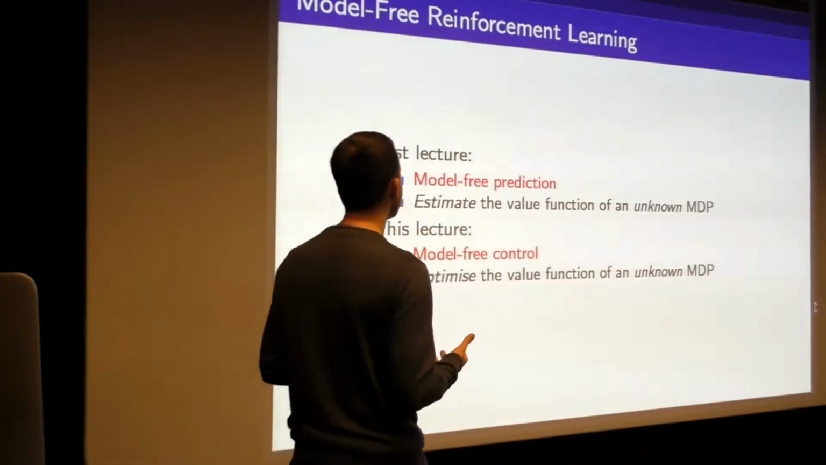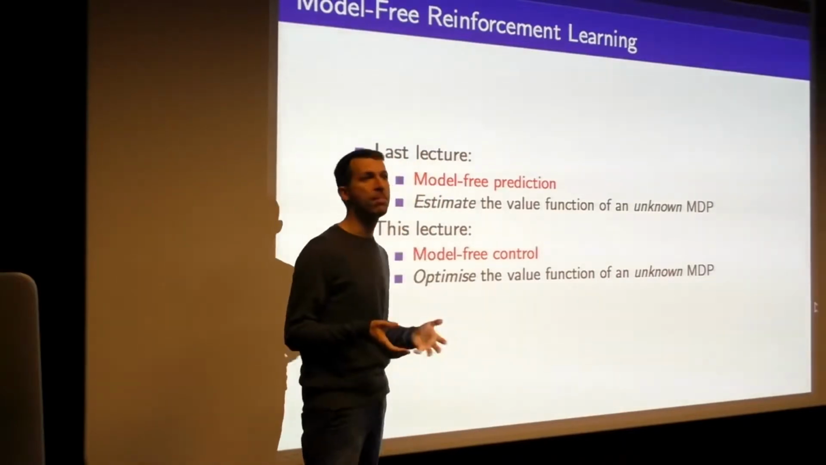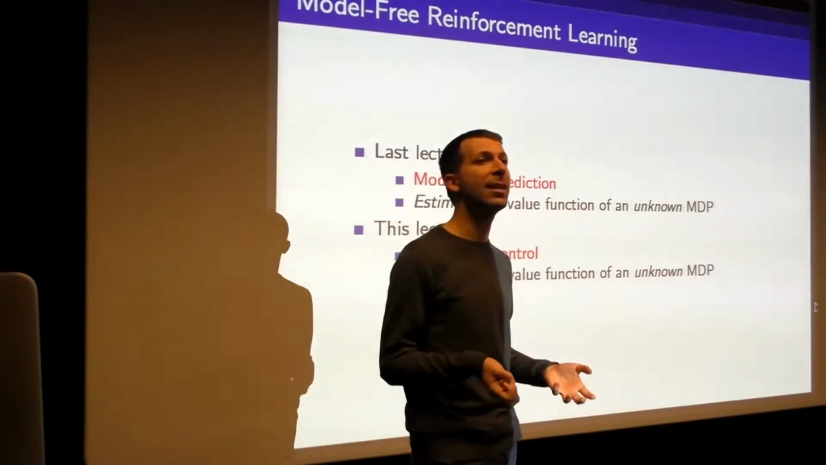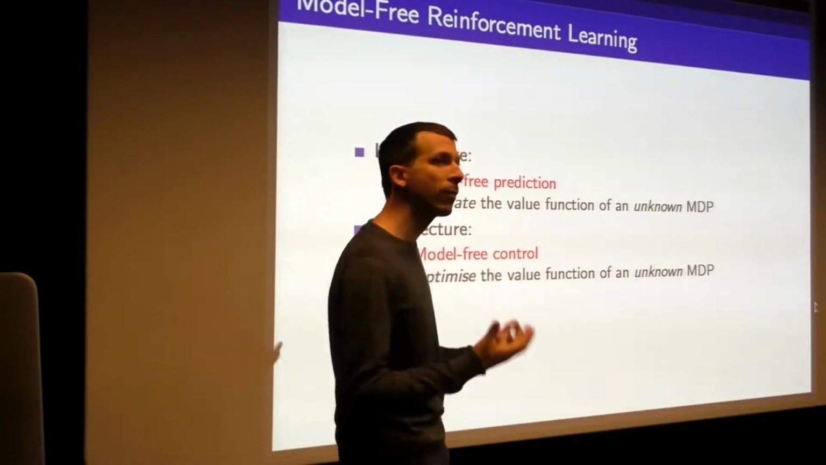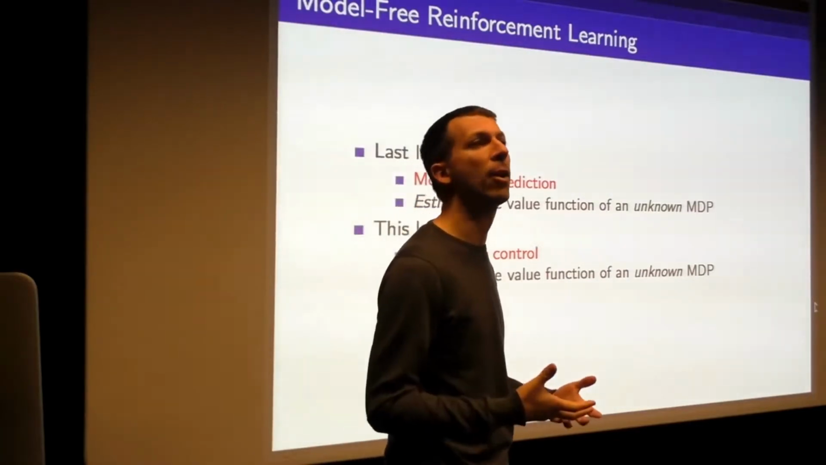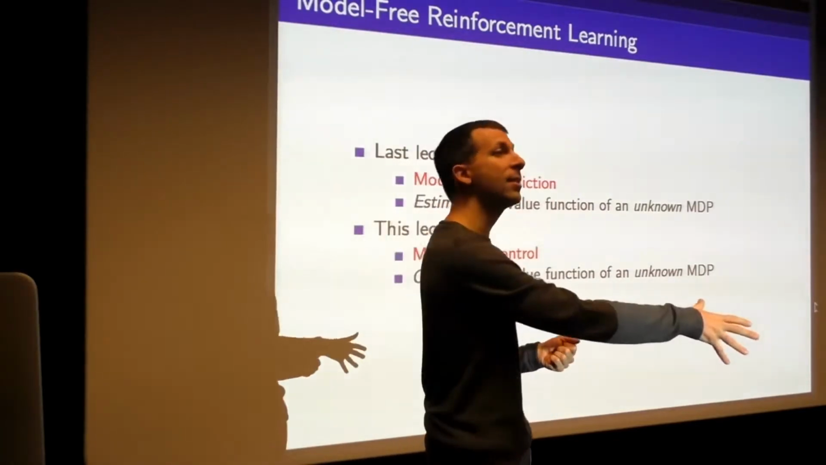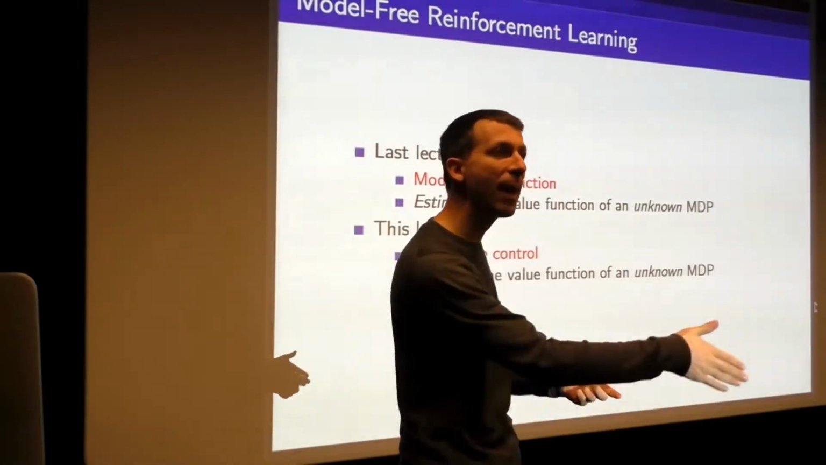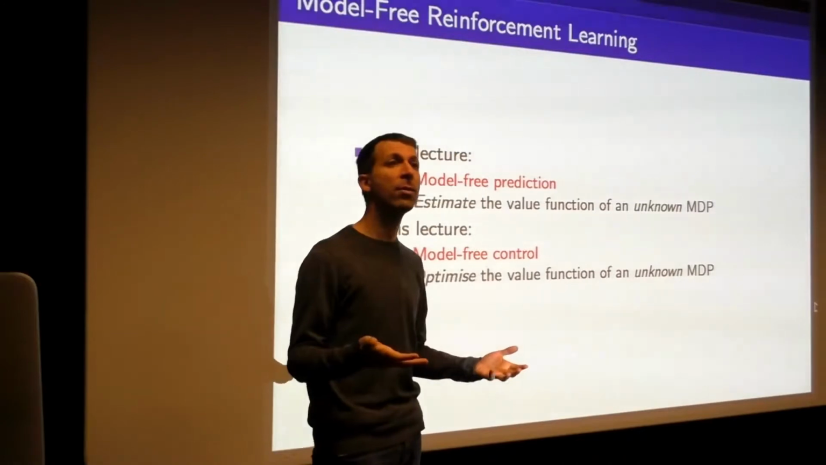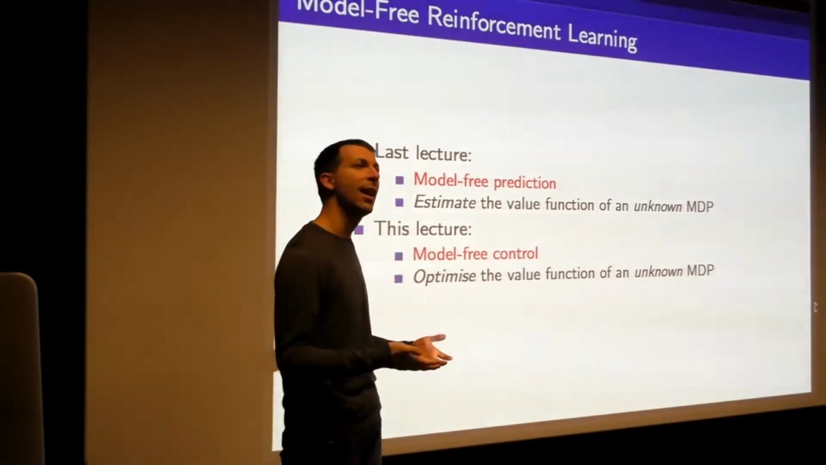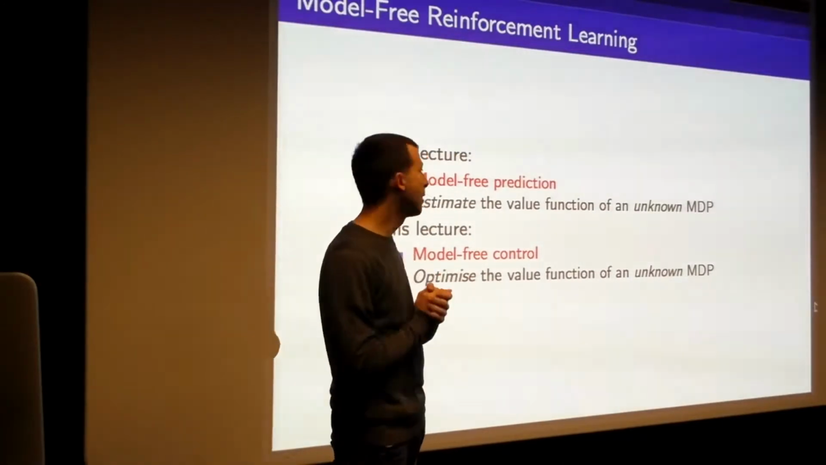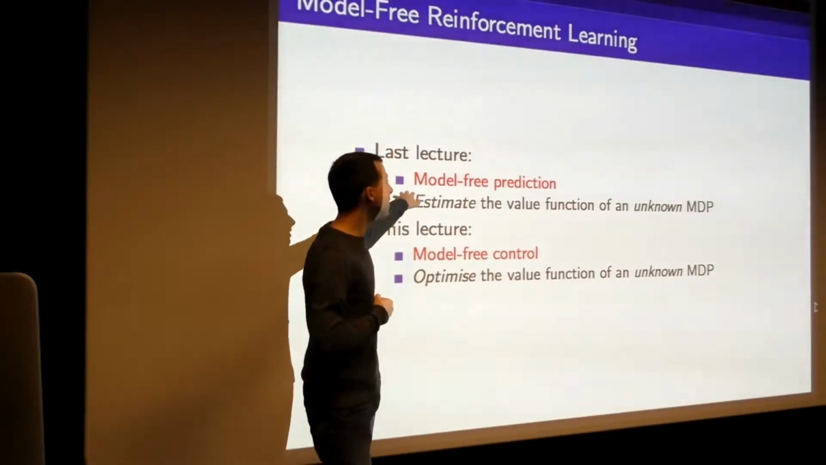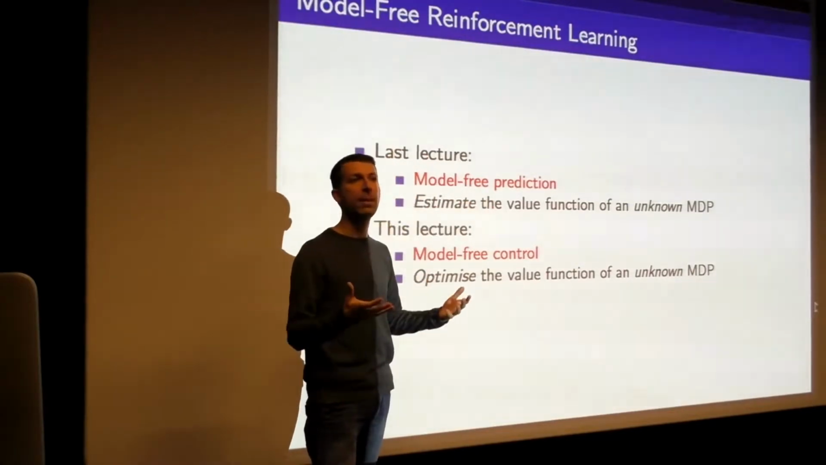So how are we going to do that? Well, last lecture, we basically built up the toolkit that we're going to need. Last lecture, we saw how to do model-free prediction, how to evaluate a given policy. If you drop your robot into a given MDP and you ask it how much reward will it get if it follows a particular behavior, last time we saw how to do that using Monte Carlo evaluation and temporal difference learning. And that just helped us to estimate the value function of some unknown MDP.